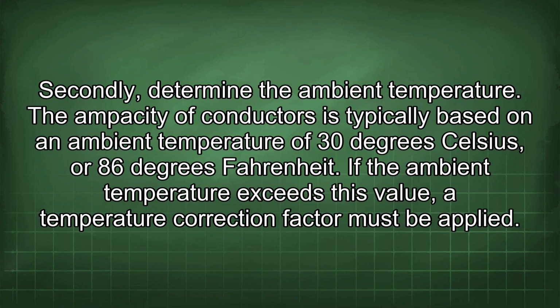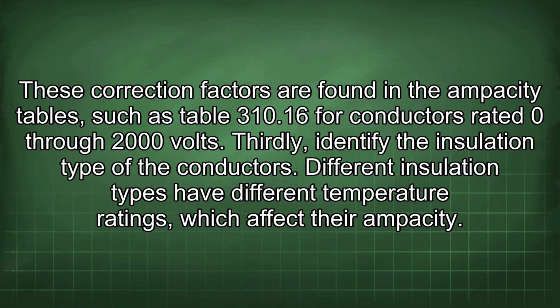Secondly, determine the ambient temperature. The ampacity of conductors is typically based on an ambient temperature of 30 degrees Celsius or 86 degrees Fahrenheit. If the ambient temperature exceeds this value, a temperature correction factor must be applied. These correction factors are found in the ampacity tables, such as Table 310.16 for conductors rated 0 through 2000 volts.